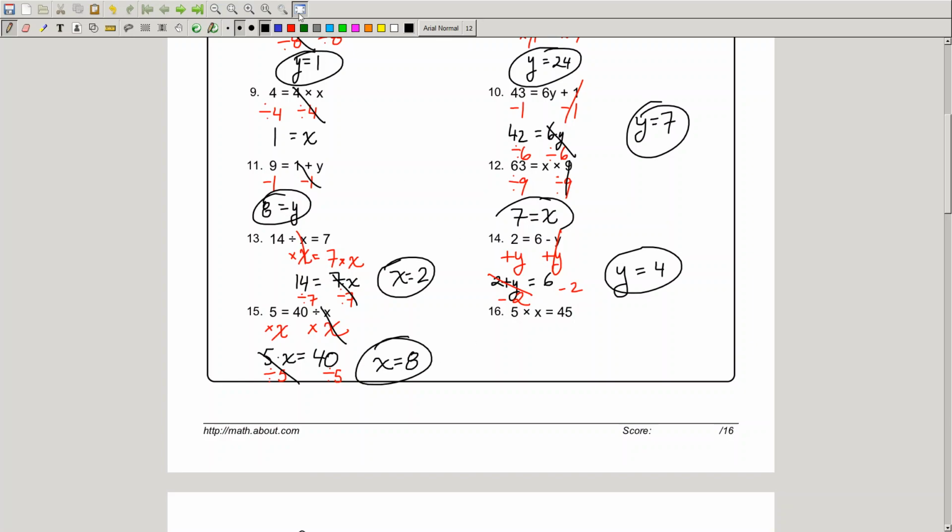Okay? And the last step, I'm multiplying 5 to x. I divide both sides by 5. The 5's cancel. x equals 45 divided by 5, which is 9.